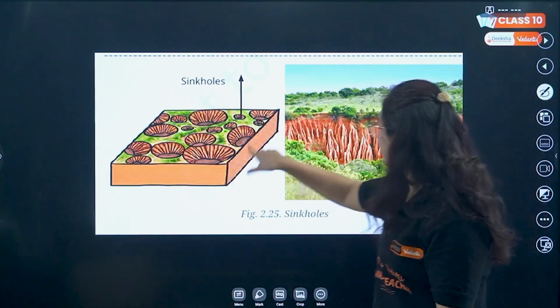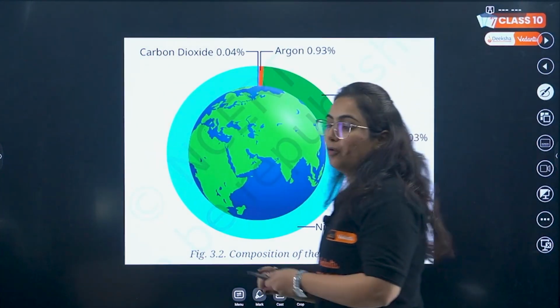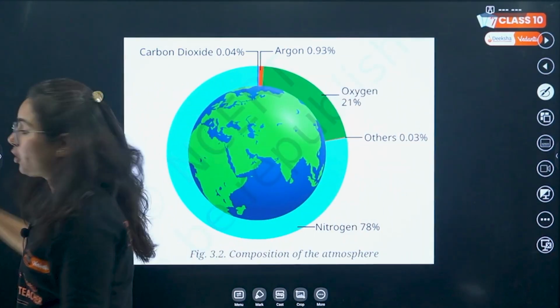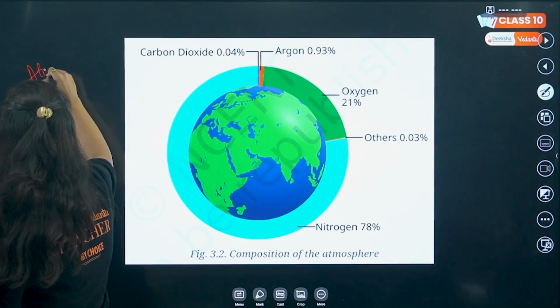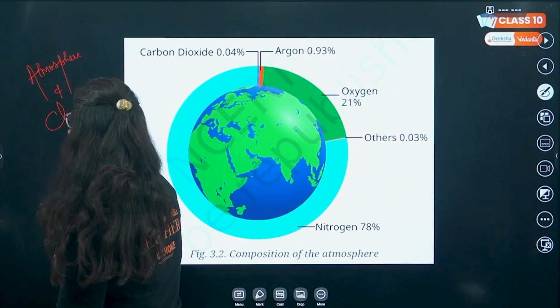This is sinkholes. Actual pictures of sinkholes look like this. And then we are moving towards the second chapter of geography, that is Atmosphere and Climate.